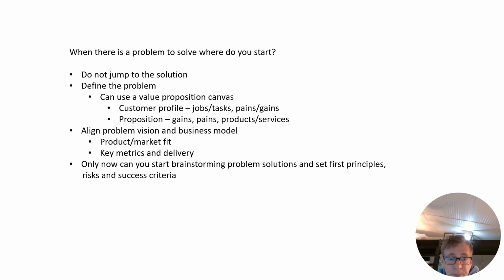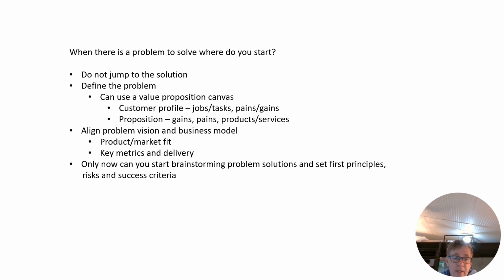Then you have to look at the proposition that matches up with the customer profiles. The customer has pains and gains. The proposition should have pains and gains as well as products and services. When you look at the customer profile and the proposition, you can get alignment on what you want to do with the particular product. Then you have to align the problem or proposition to make sure that there's a product market fit. So it's just because you may have a great idea, that doesn't mean that you would actually do it if it's not a product market fit.